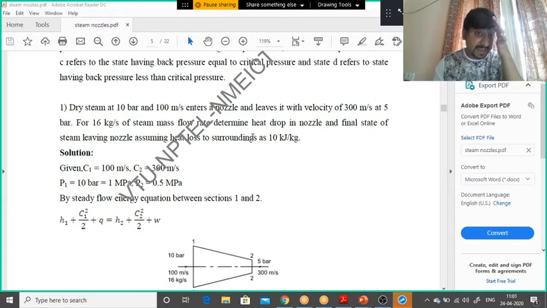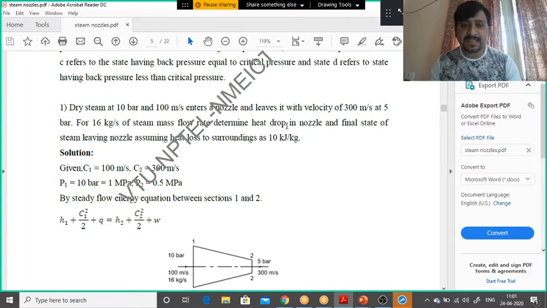Can you see this one? Can you see the screen, guys? Yes, sir, we can.